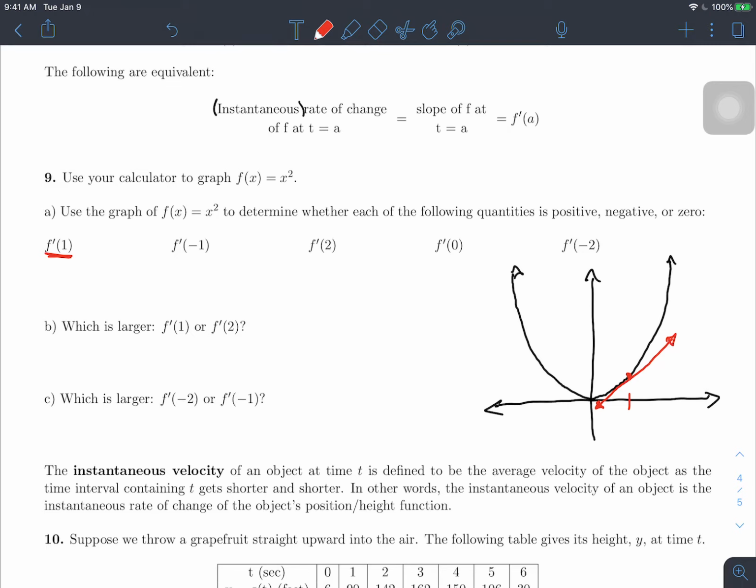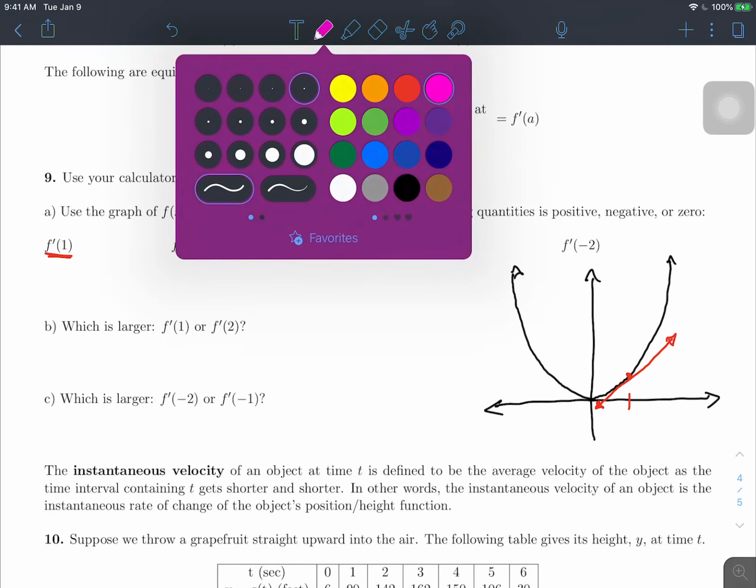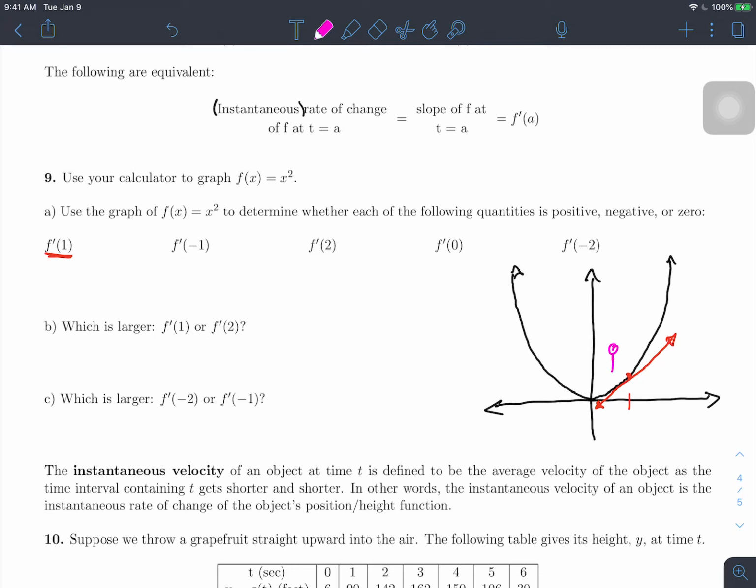It's positive, right? Why is it positive? Because we're increasing. We're going up. Remember, we read this from left to right. If I was a person walking in this direction, I'd be walking uphill, right? I'm increasing. Okay? So that's how we know that this should be greater than 0.